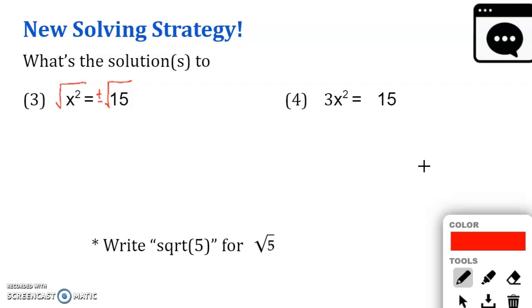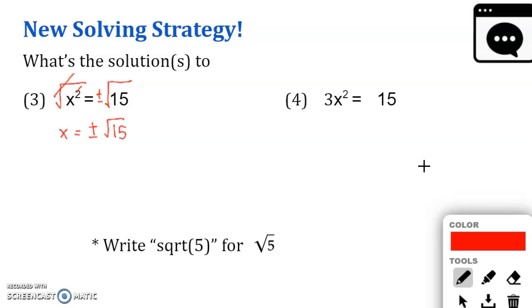So on the left hand side, the square root and square cancel out, and you're left with x on the left hand side of the equal sign, and plus or minus the square root of 15. Can we simplify the square root of 15? It is not a perfect square, nor does it have any factors that are perfect squares, so it stays as the square root of 15. You can't do anything with it.